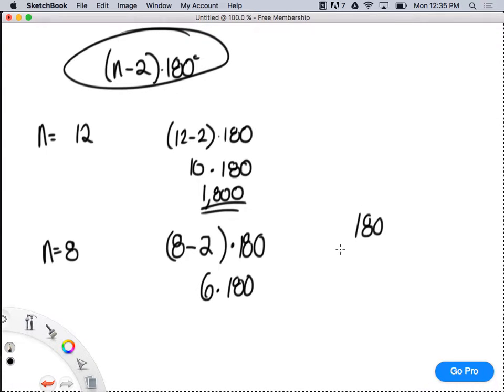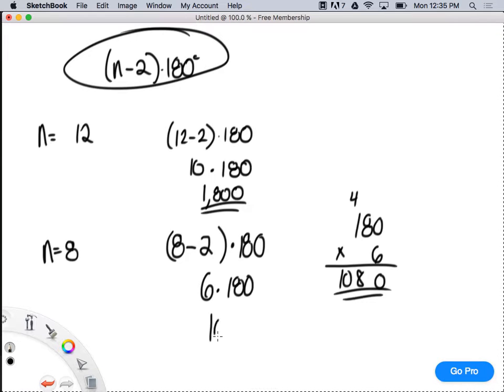And if we can't do that in our head, we can just write it out. 6 times 0 is 0. 6 times 8 is what, class? 48. 6 times 1 is 6, plus 4 is 10. So 1,080 degrees. Does that make sense to you guys? If I want to find the sum of the interior angles, I have to remember that formula: n minus 2 times 180.